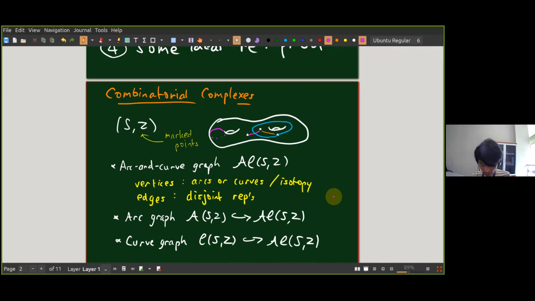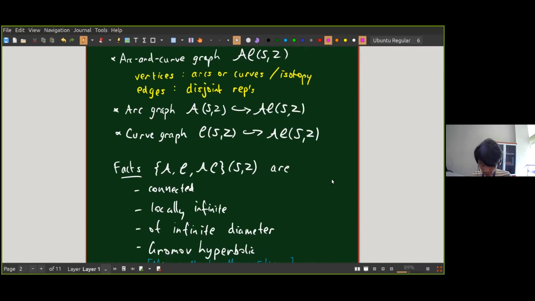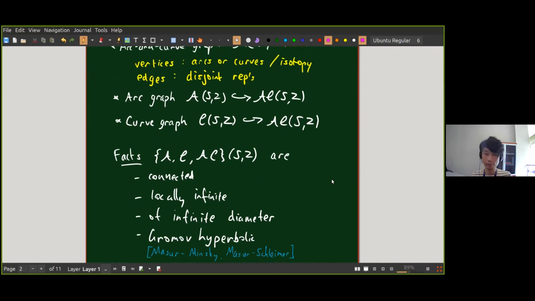All right, so what have these things been useful for? In geometric group theory, when you want to study groups, very often you want to find some nice spaces on which they act. If you can show that these spaces are hyperbolic, then you can use a lot of the useful tools from studying hyperbolic groups. These three graphs do share these properties. In each of these cases, the arc graph, the curve graph, and the arc and curve graph of a surface, there are some caveats for low genus exceptions, but in most cases they have the following properties. These graphs are connected. They are locally infinite, which means that the degree of every vertex is infinite.